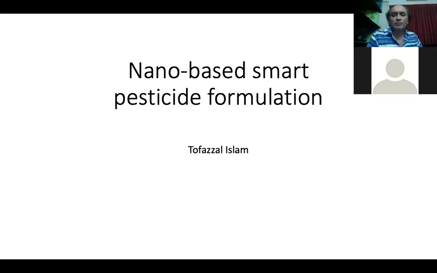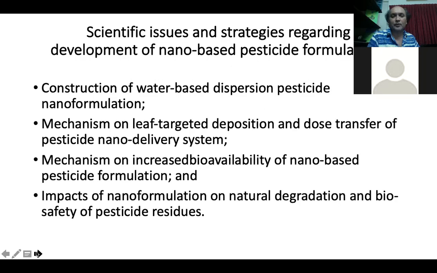This is why there is an urgent need to increase the efficiency with a new and alternative product that can control the pest very specifically, without polluting the environment. Nano-based smart pesticide formulations are considered one of the alternatives, and it is now an exciting area for research. So today I shall discuss more details about it, and I think you would be excited.